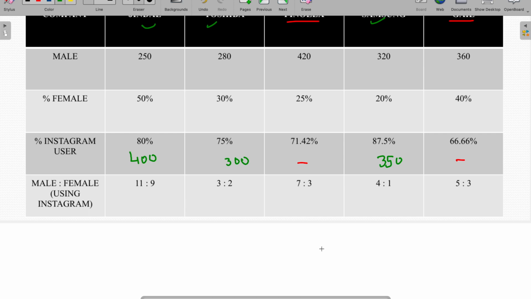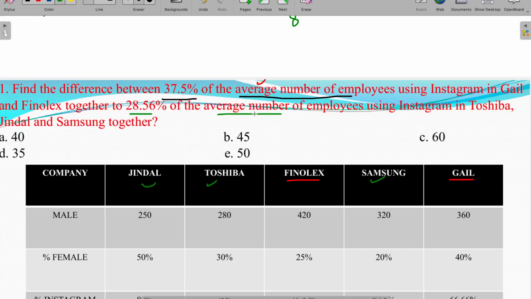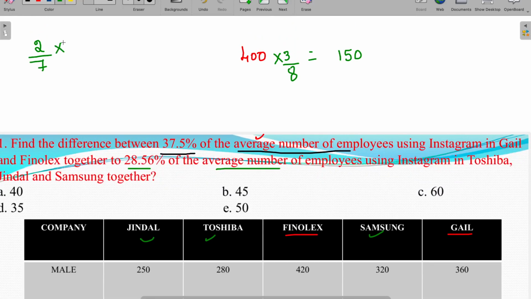Instead of adding 300 plus 400 plus 350 divided by 3, if you closely observe, the numbers 300, 350 and 400 are consecutive numbers or arithmetic progression numbers, and the average will always be the middle number. 350 is the average of these three departments, but I don't want to take 350. I have to take only 28.56 percentage of 350. That will be 50 into 2, 100. Then I need to find the difference of those two things. The difference of those two things will be 50. That is your final answer.